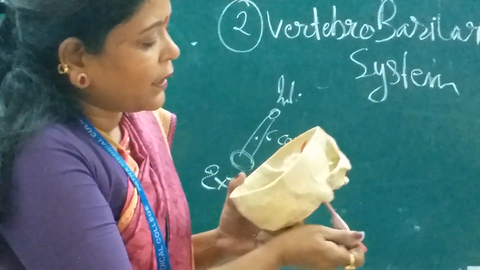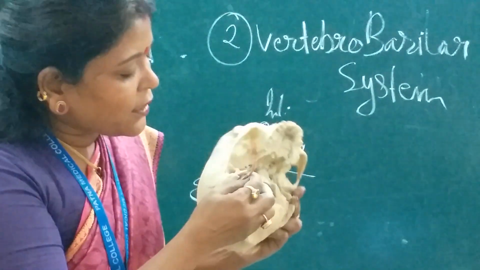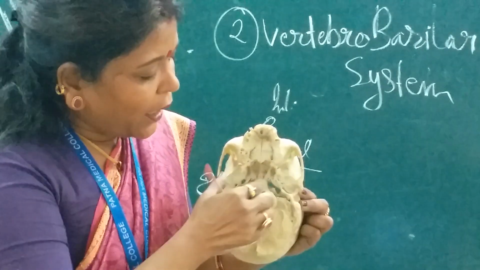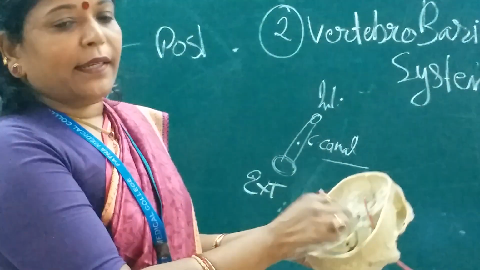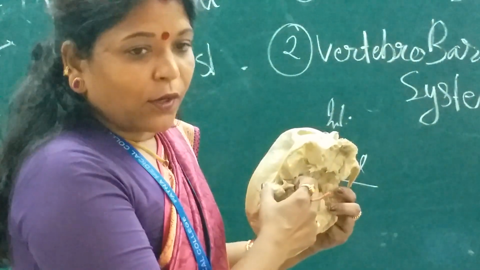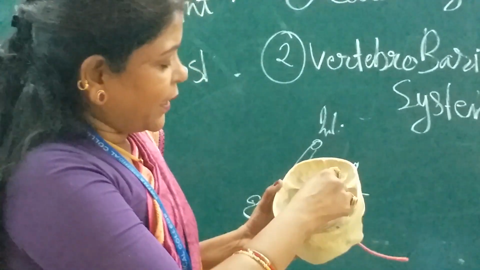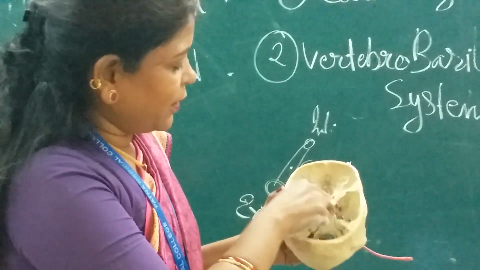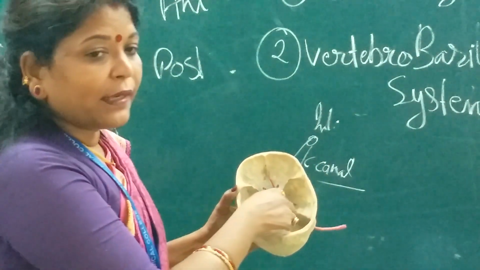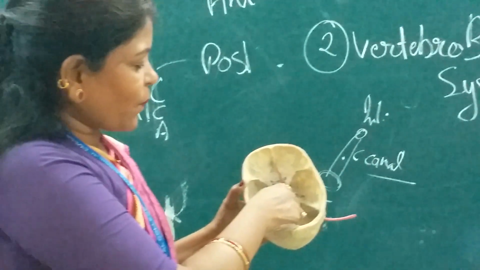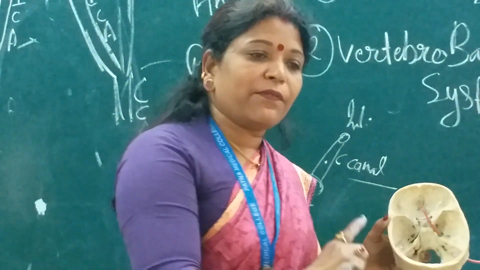That means this is symbolic of what? The internal carotid artery. That means the internal carotid artery, a pair of arteries, is entering inside the cranial cavity via the external opening of the carotid canal. Once it enters the cranial cavity, it will traverse which structure here? What structure was lying here? Anyone? Yes, cavernous sinus. I have already described it in the previous lecture.